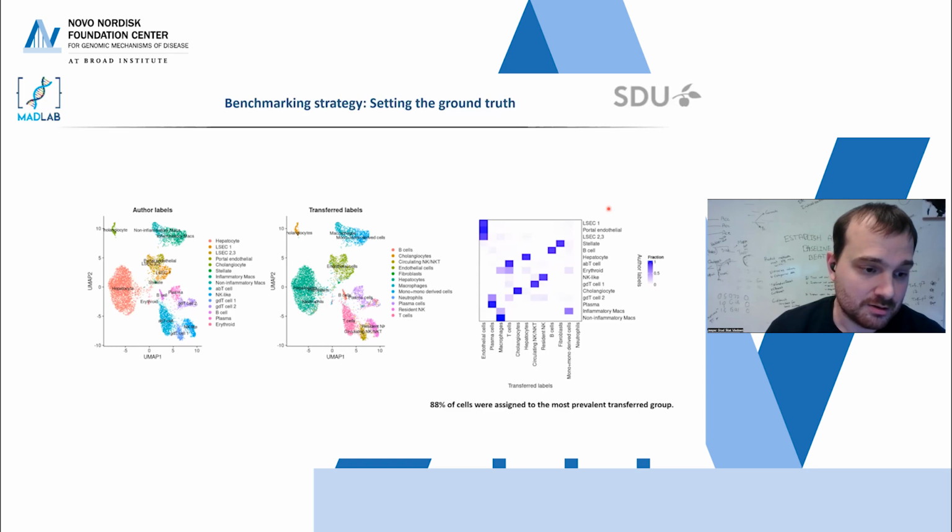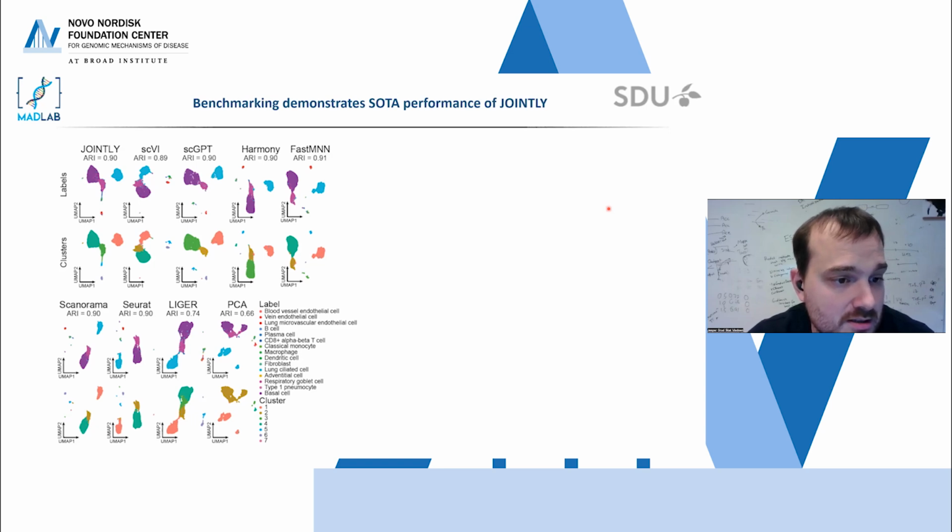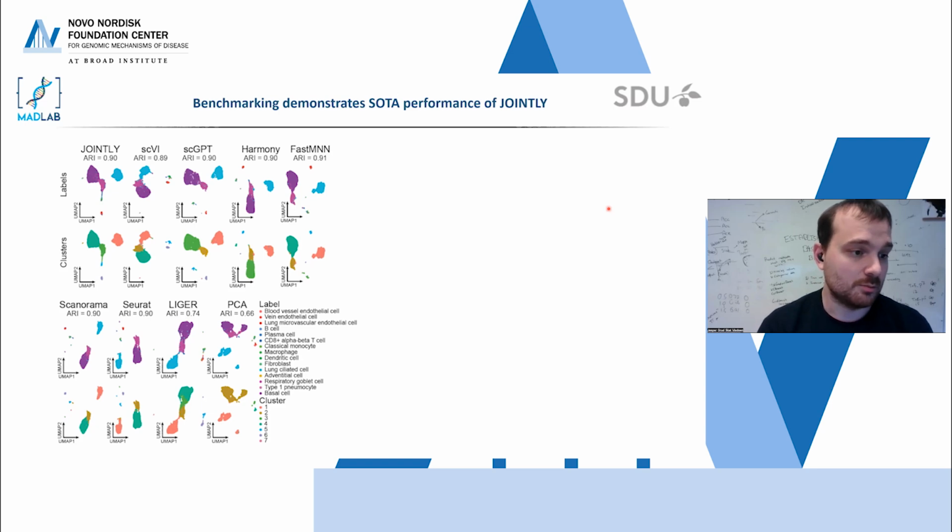So now it was just about running everything. And this is an example of what it looks like, again from the human liver. Here we have the methods that we included: jointly, SCVI, scGPT, Harmony, FastMNN, Scanorama, Seurat, Leica, and then the naive analysis. And we did this in the same way as before. So we used the available vignettes from the different tools to decide on how many dimensions each method should use, so that it was derived from the authors' suggestions.